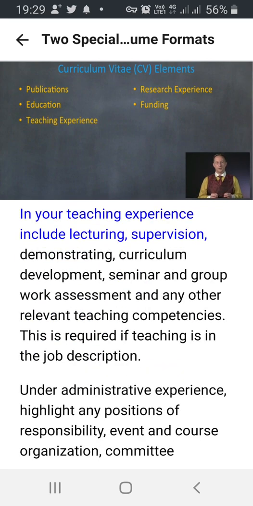Under teaching experience, include lecturing, supervision, demonstrating, curriculum development, seminar and group work, assessment, and any other relevant teaching competencies. This is required if teaching is in the job description.